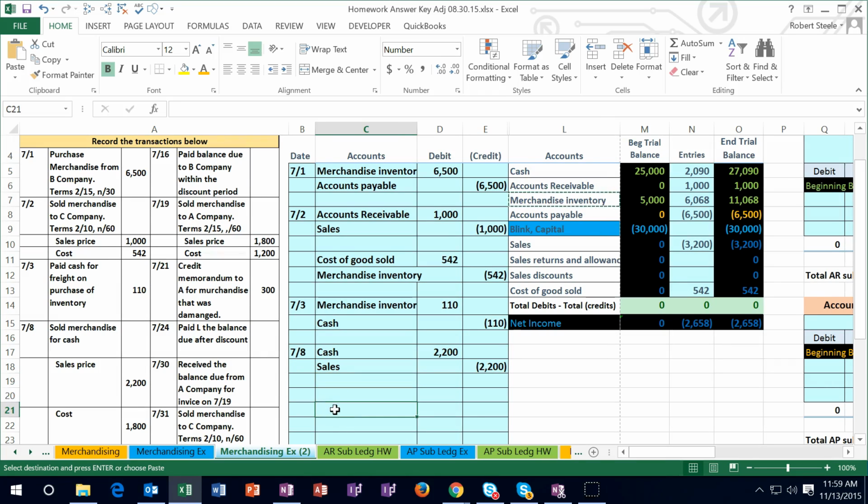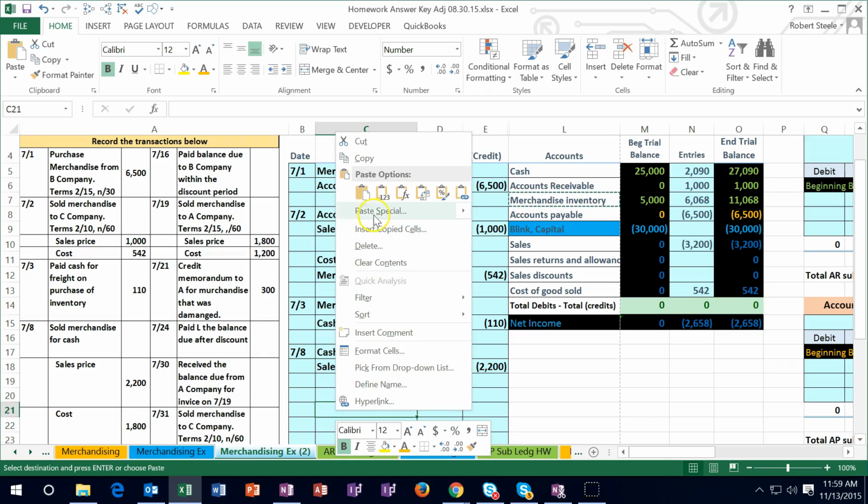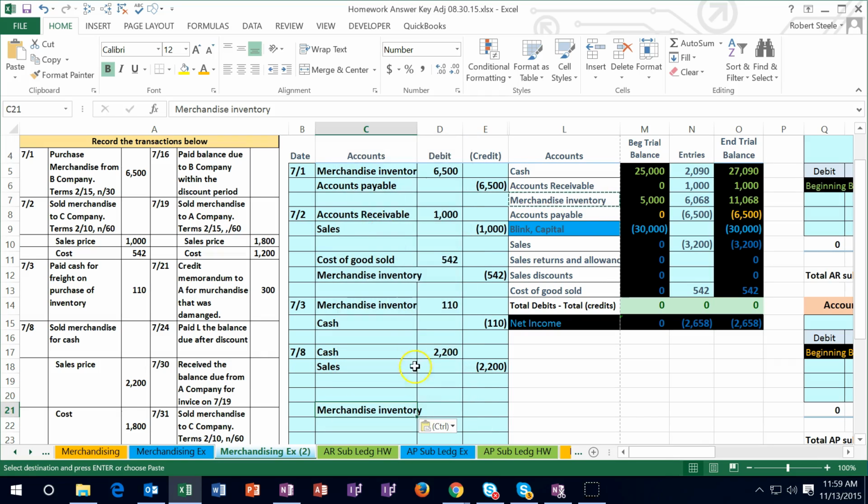So I'm down here on cell 21, right click and paste 1, 2, 3, and I'm going to put it in the credit column, the amount being this 18. So I'm going to say negative 1800. And we're also going to need a debit, so I'm going to put that on top and to the left of 1800. You could type it in there.